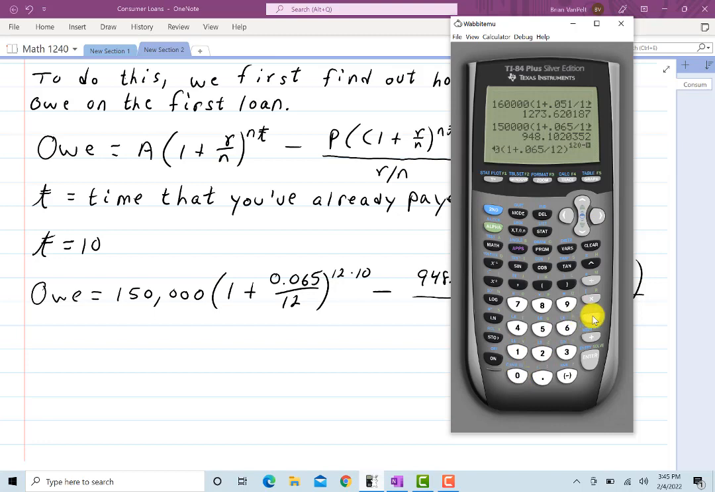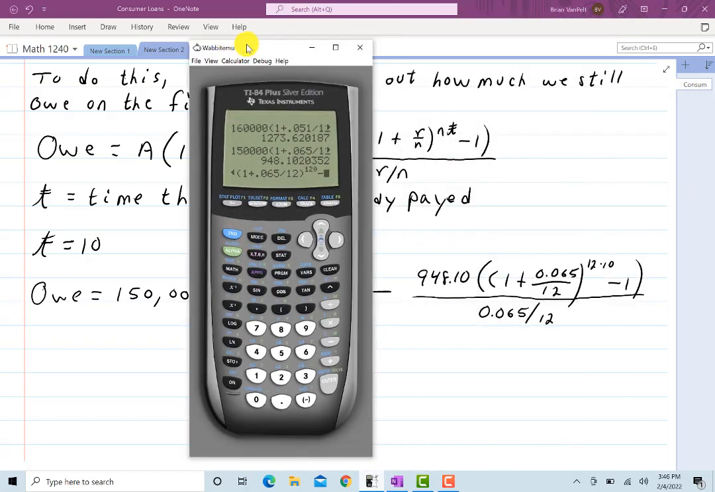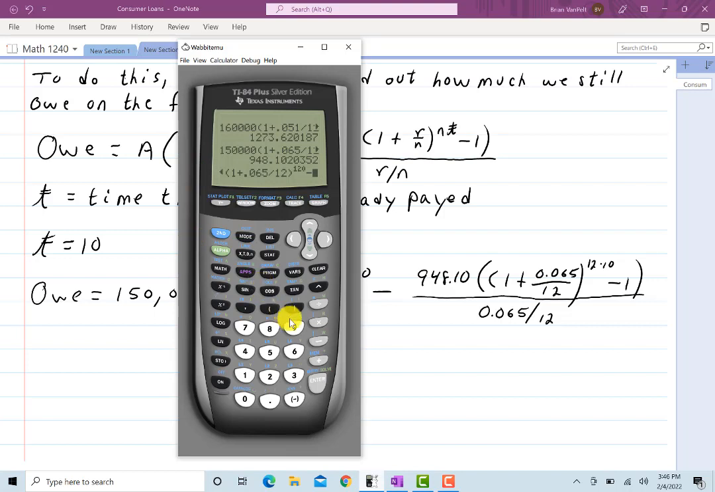And then I'm going to subtract, no, get out of there. To leave the exponent on this calculator, you've got to come down first. Then I'll start a subtraction, and then let me enter the rest of the stuff, which is over here. So I have my 948.10, and then in parentheses, I start a double parenthesis so that I have that inside of there.